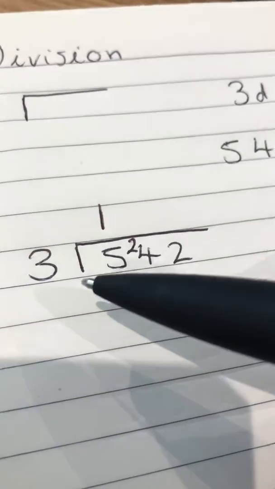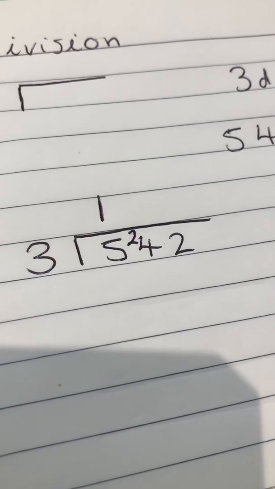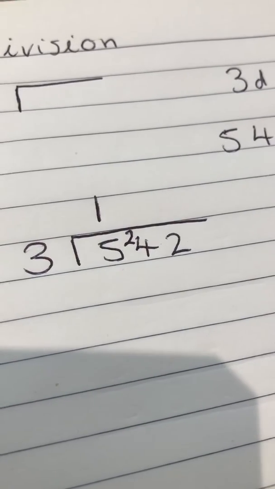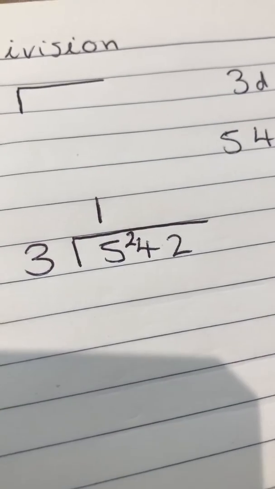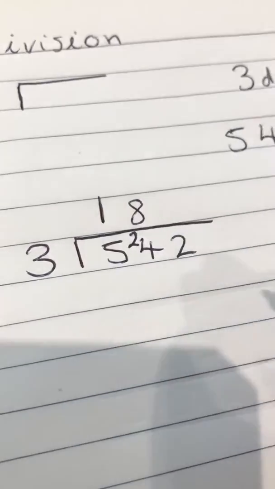How many times does 3 go into 24? How many 3s are there in 24? That's what's really important, that we know our tables, so count up in 3s if we need to, do jottings if we need to, and that would be 8. And then how many times does 3 go into 2? Well, it goes in no times.